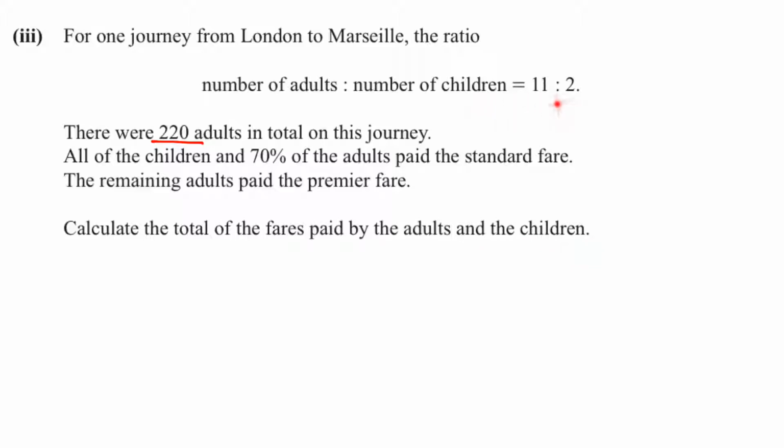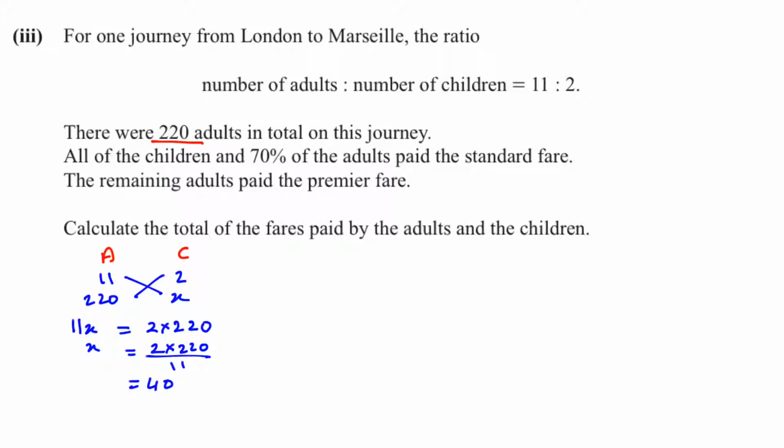Let's first start with finding out the number of children. The ratio of adults to children is 11:2, and there are 220 adults. So how many children do we have? Cross multiply. 11 times x is equal to 2 times 220, and x is equal to 2 times 220 divided by 11. Answer is 40. So we have 40 children.